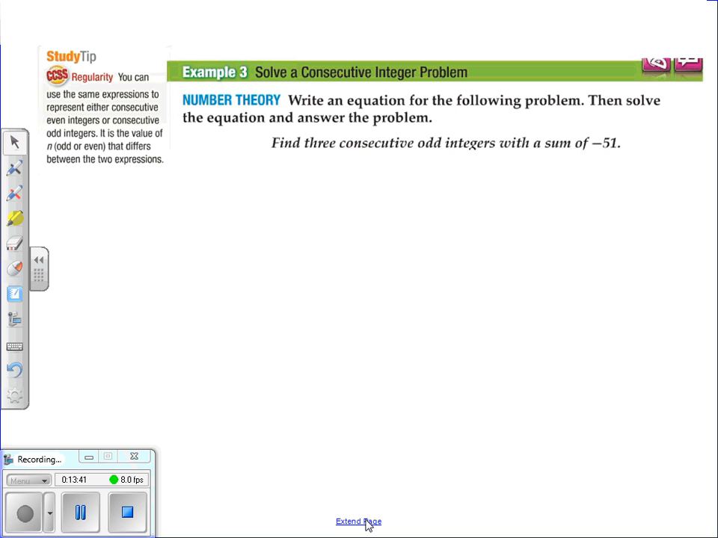Okay. Our problem here is to write an equation for the following problem, then solve the equation and answer the problem. Find 3 consecutive odd numbered integers with a sum of negative 51. So I know my answer is going to be negative 51, don't I? All right, that's where we're going to start.